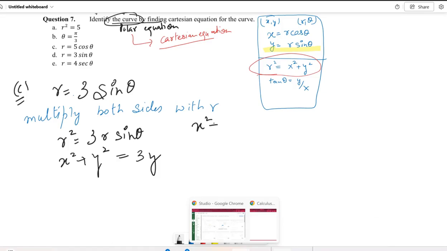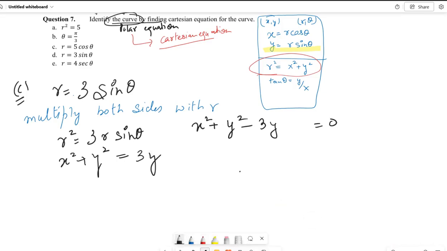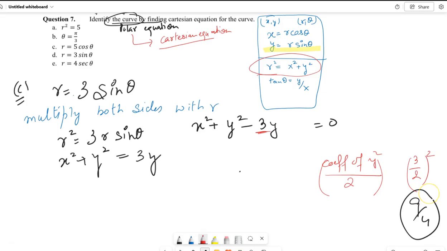So x square plus y square minus 3y equal to 0. The first thing I did is subtract 3y on both sides. Now I'm going to look at the coefficient of y. Coefficient of y, I'm going to divide that by 2. So 3 by 2. I'm going to square it on both sides. What did I get? 9 by 4. So I'm going to add 9 by 4 on both sides of the equation.